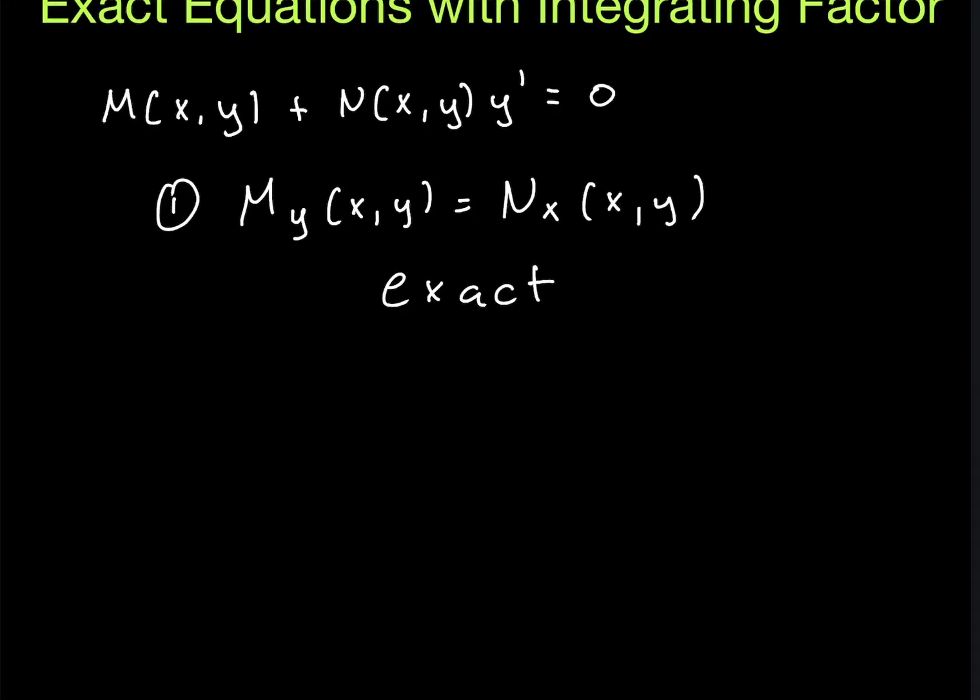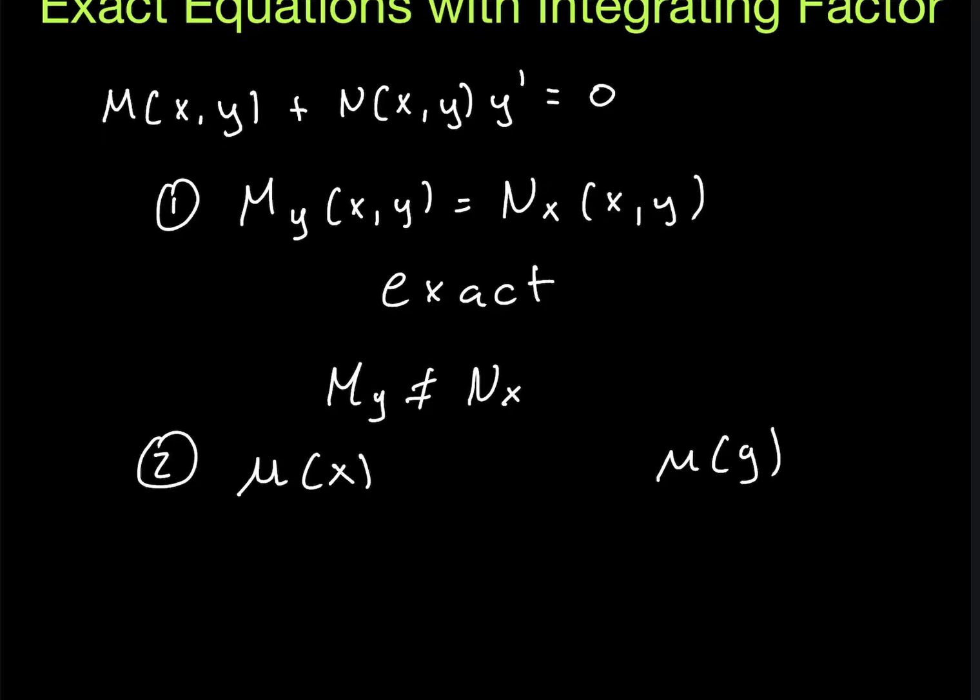However, there will be cases where you'll find problems that have this form, but this condition doesn't hold. So the partial derivative of M with respect to y is not equal to N_x. And then what do we do there? The next step will be to find an integrating factor, a function mu that can either depend on x or depend on y, depending on the problem. We'll do an example for each, so we'll see which case holds.